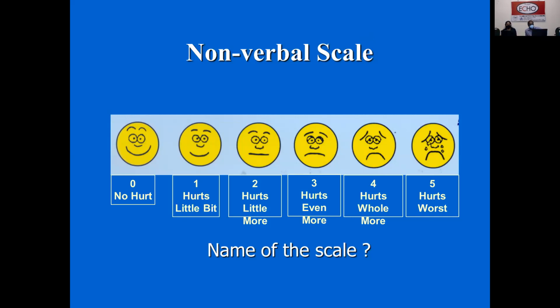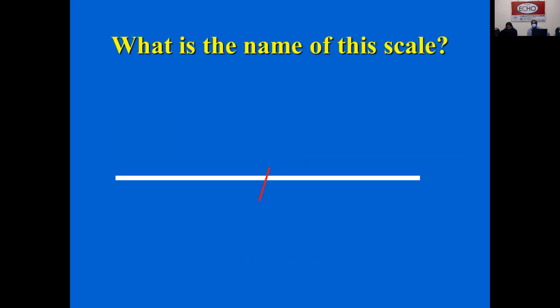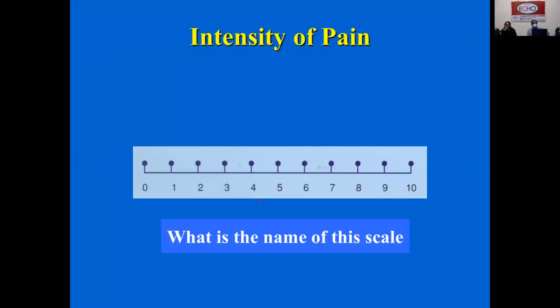Okay, thank you all. So this is the Wong-Baker Faces scale, which is a non-verbal scale used in children. And this is known as the categorical pain scale, where you ask the patient, do you have mild pain, moderate pain, severe pain, or excruciating pain? This is where you are showing a scale to the patient, the visual analog scale. And there is no scale; you are not showing the patient, but instead you are telling the patient. So this is the numerical pain rating scale.